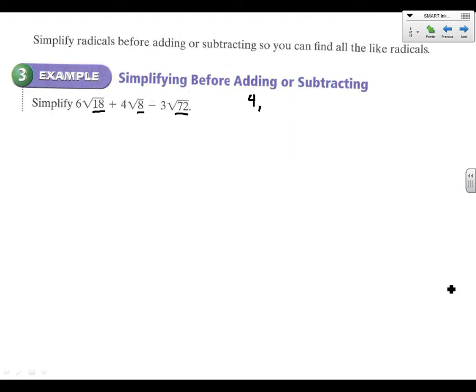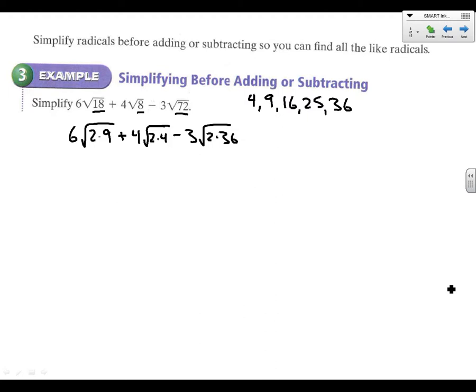Quickly, let me write down our perfect squares here again, at least the first few. We're only going to need through 36 because 18 is 2 times 9. 8 is 2 times 4, another perfect square. And 72 is 2 times 36, another perfect square.